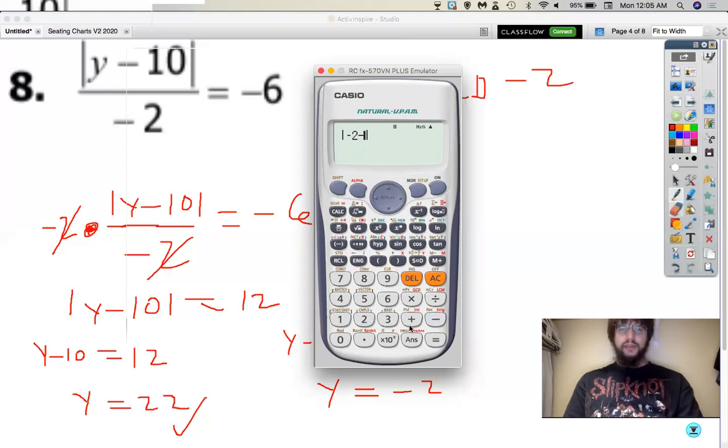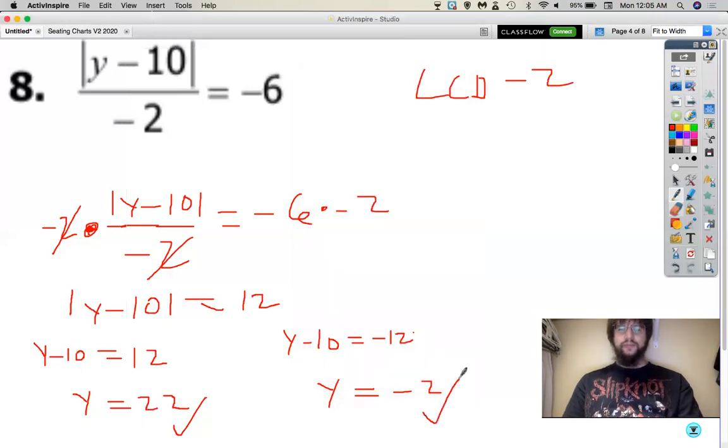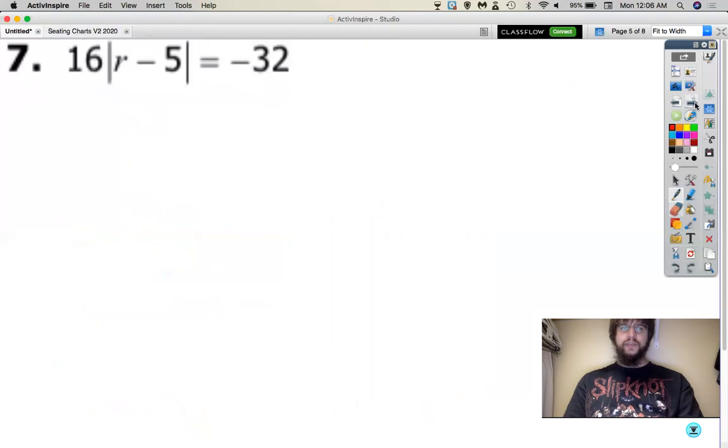-2 minus 10, and put it in a fraction over -2. And that does give us -6, so that one checks out as well. So both of these checked out, we're good to go. No extraneous roots there. Let's try this one.